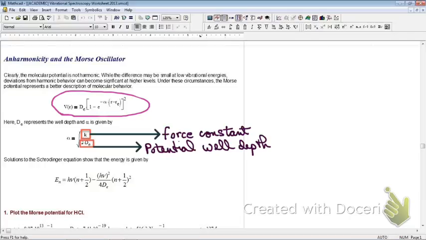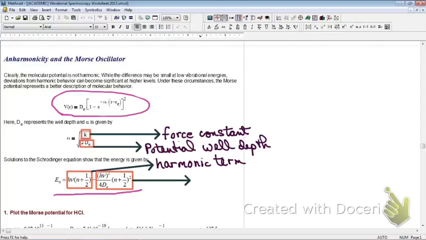When we use the Morse potential in the Schrödinger equation, we get an expression for energy shown here. If we take a careful look at this expression, we'll note that the first term is the same as the term that we get for the harmonic oscillator. The second term is a correction factor that accounts for the anharmonicity of the potential.